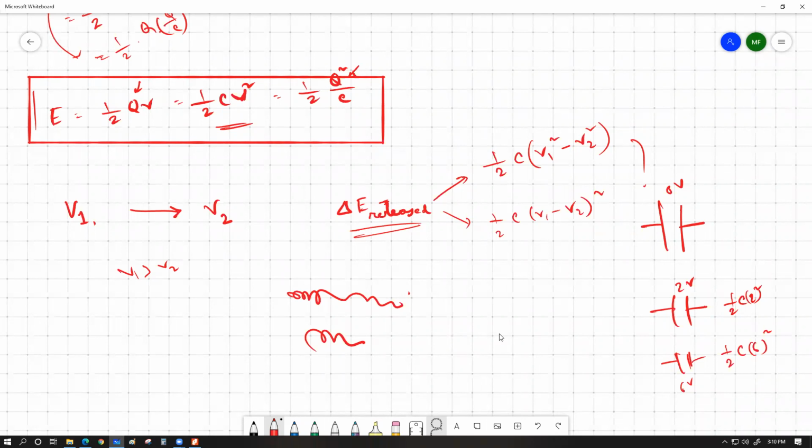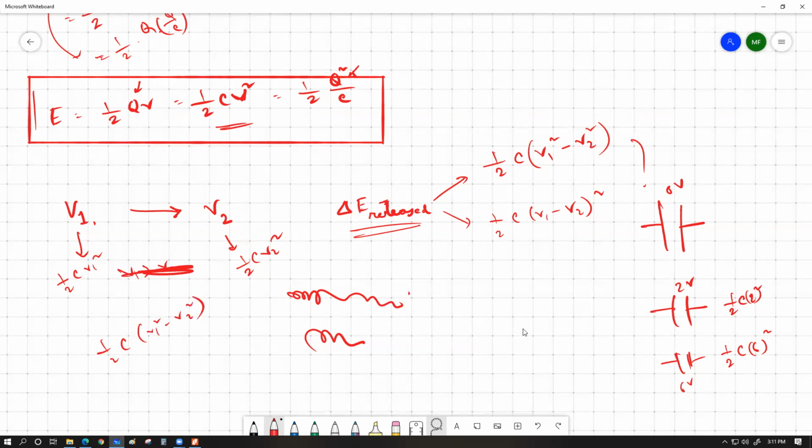Never mind. So actually what I'm trying to say is that at voltage V1 our stored energy will be half C V1 squared. At voltage V2 the stored energy will be half C V2 squared. So if we are trying to measure the energy given out, it should be the difference of these two quantities, which basically means half C times V1 squared minus V2 squared.